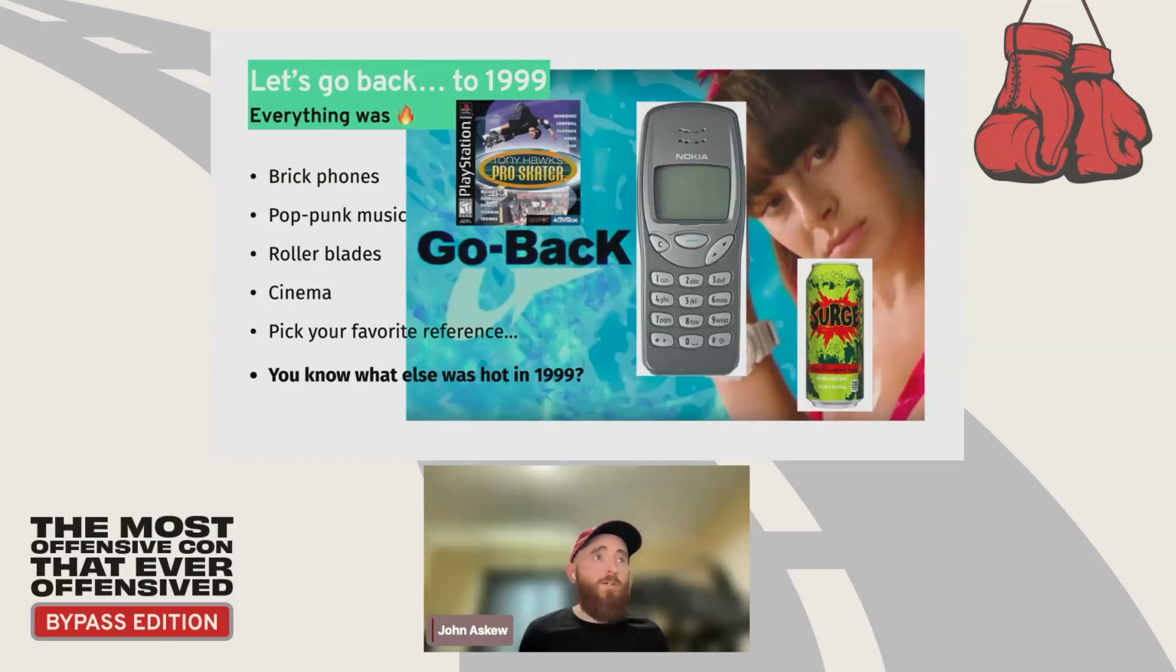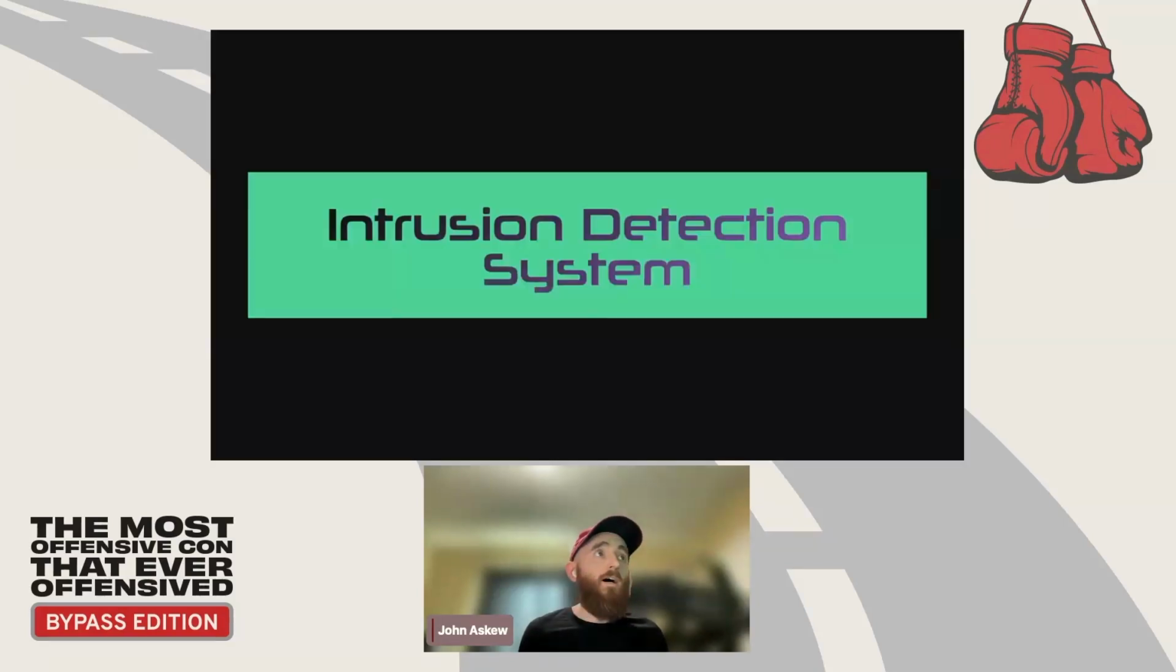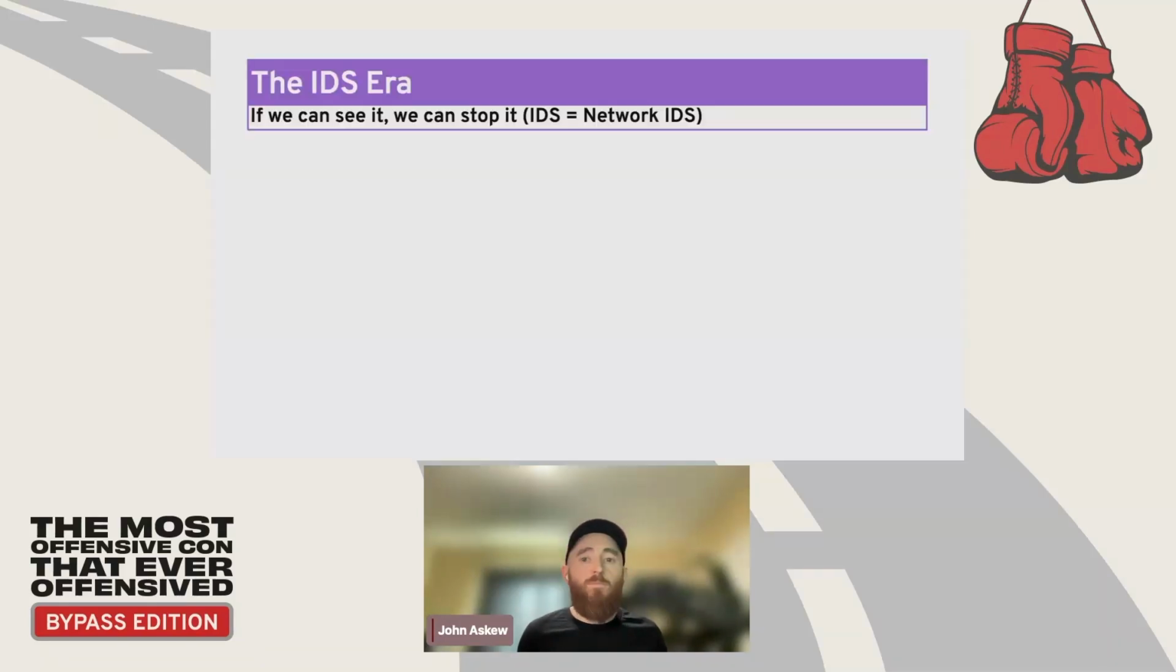But in cybersecurity, the new hot thing at the time was the intrusion detection system, or IDS. This was a big network appliance that you stuck in line on your network, and it would look at packets and alert you if there was bad stuff on your network so that you can do something about it. So, for lack of a better term, we're going to refer to the 1990s as the IDS era.